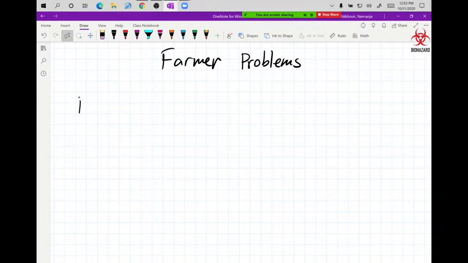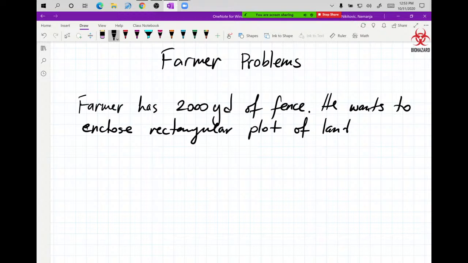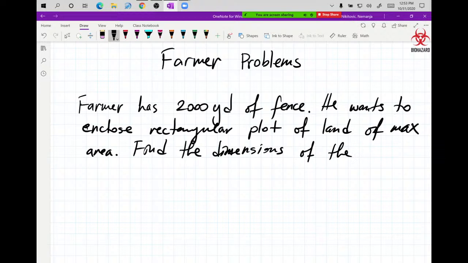So a farmer has 2,000 yard of fence. He wants to enclose a rectangular plot of land of maximum area. Find the dimensions of the plot.